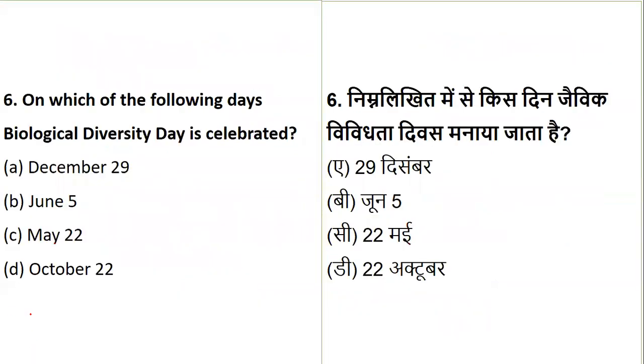Going to question number 6. On which of the following days is biological diversity celebrated? December 29th, June 5, May 22nd, or October 22nd. Basically, the biological diversity day is celebrated on May 22nd. For days also you have to be careful in this particular unit. Questions on days will also be part of your examination.